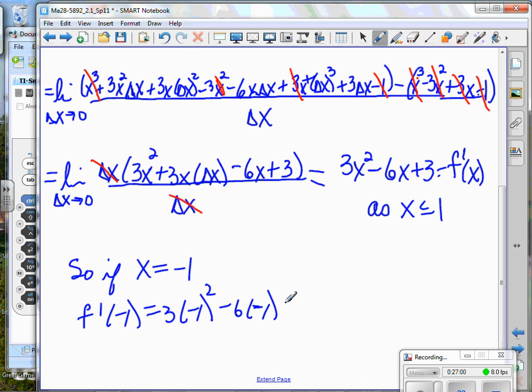Negative there. There we go. Plus 3. -1 squared? 1. 3 times 1? 1. -6 times -1? 6. 3 plus 6, 9. Plus 3 would be a 12. That's otherwise known as the slope of the tangent.